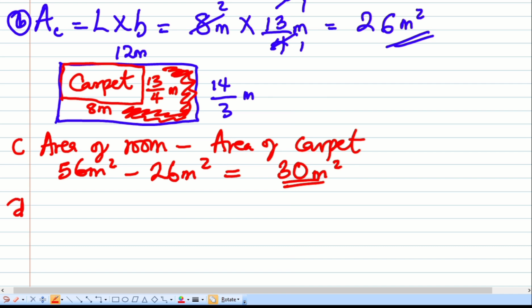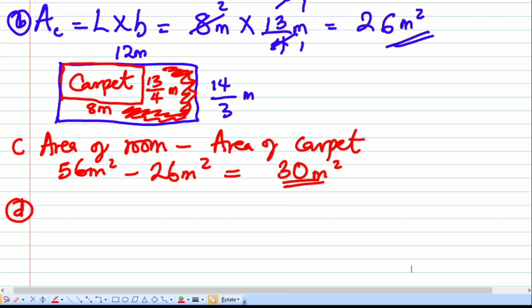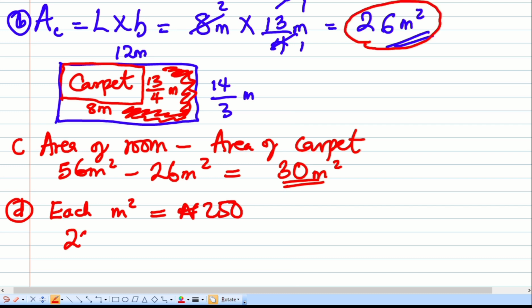So finally, D part. Let's check the question again. It said the cost of the carpet. So we're going to look for the cost of the carpet if it costs 250 naira per meter squared. We're saying that each meter squared, that means each unit area of the carpet, costs 250 naira. So what's the total area of the carpet? Remember, the area of the carpet is 26 meters squared. That means 26 meters squared will now be 250 naira times 26, obviously.